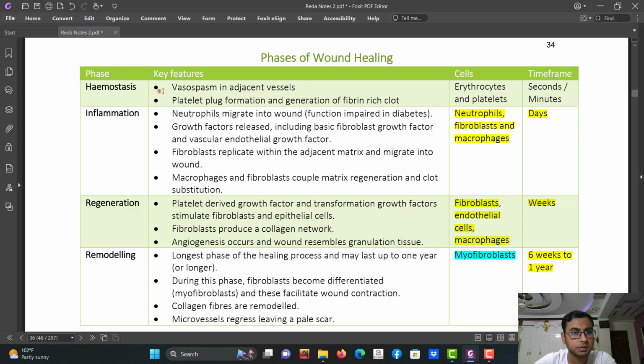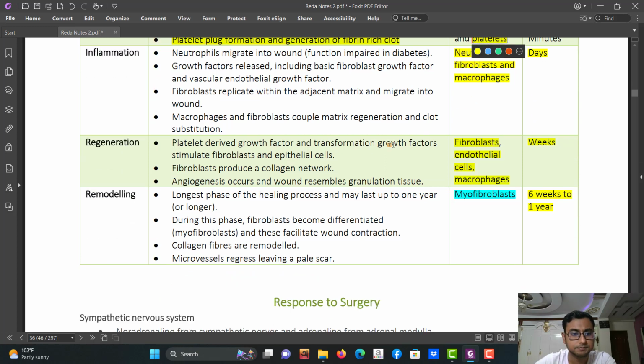Hemostasis is the first mechanism, that is vasospasm of the adjacent vessel, then platelet plug formation and formation of a fibrin clot. Here the erythrocytes and platelets are usually present, which work within minutes or seconds. In the remodeling phase, collagen fibers are necessary, and there may be formation of a scar. Fibroblasts become differentiated. This is the long last phase of the healing process, which may last up to 1 year.